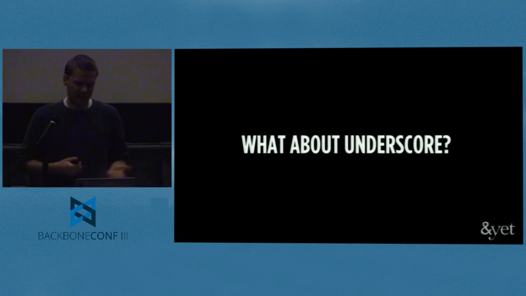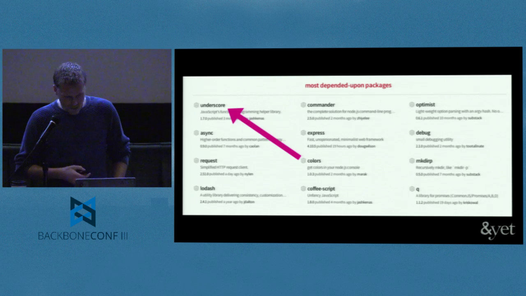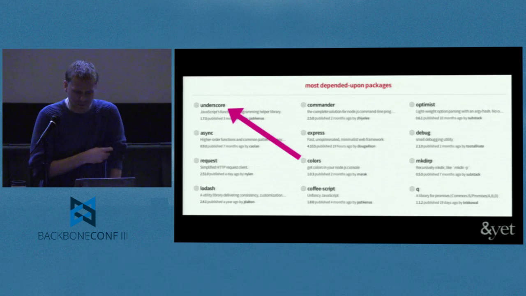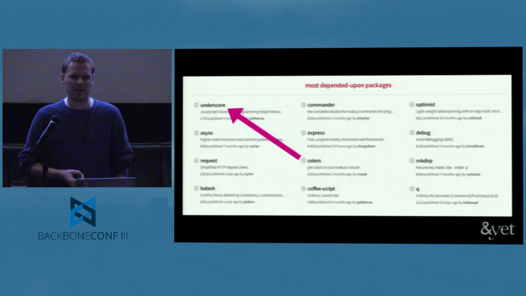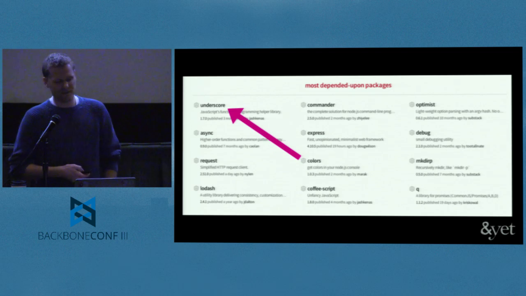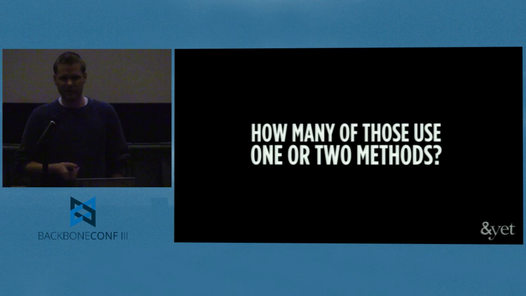So then the question is, well, what about underscore? Well, if we look at npm, it's by far the most depended-on package in all of npm. Right? First off, bravo Jeremy, he's got two things on here. You look at that and you go, well, I wonder how many of those really are just using one or two methods, right? I would venture to say there's probably quite a few, right?